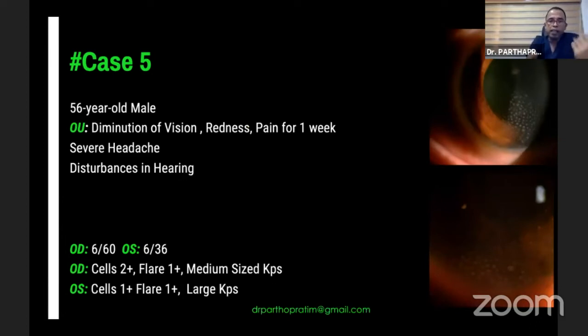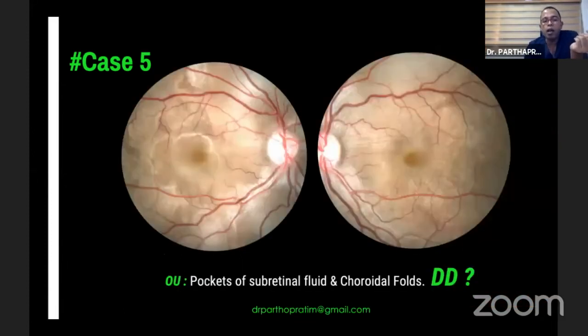Here is the 5th case, which presented with severe diminution of vision in both eyes with cells of variable degree, cells and flare. And you can see that there are large KPs, mutton fat KPs also in one eye. So this was the picture we presented with pockets of subretinal fluid and choroidal fluids.